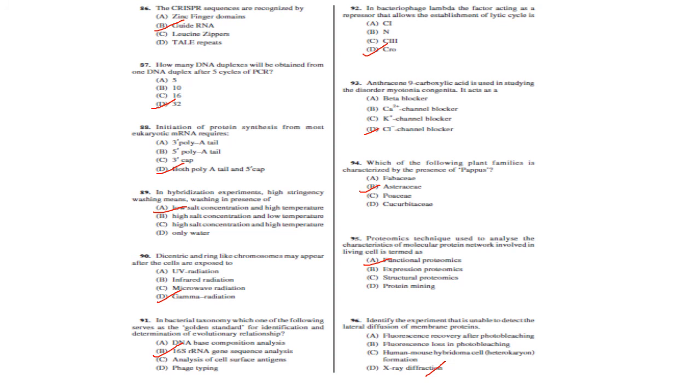Next one. The CRISPR sequences are recognized by... So they are recognized by the guide RNA. Answer is option B. How many DNA duplexes will be obtained from one DNA duplex after 5 cycles of PCR?